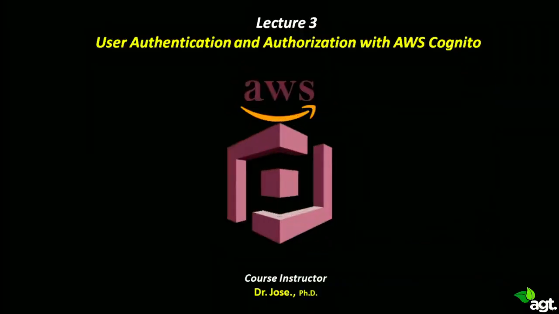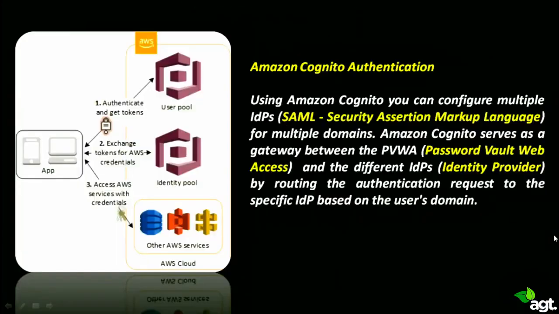Welcome to the third lecture of the topic. The topic name is User Authentication and Authorization with AWS Cognito. The Amazon Cognito authentication process will be covered here. Using Amazon Cognito, you can configure multiple IDPs, identity providers, as well as SAML, security assertion markup language, for multiple domains. Amazon Cognito serves as a gateway between the PVWA, Password Vault Web Access, and the different IDPs, identity providers, by routing the authentication request to the specific IDP based on the user domain.